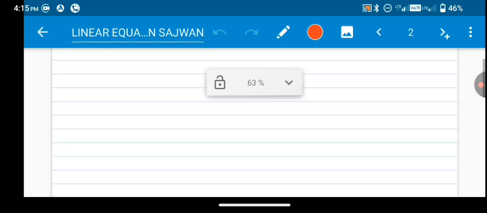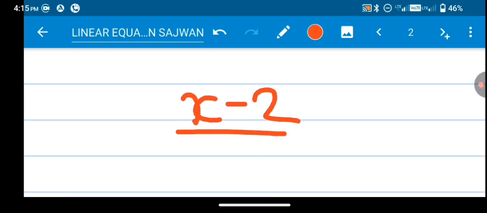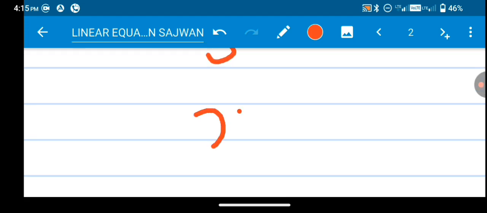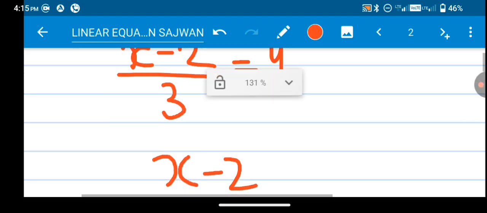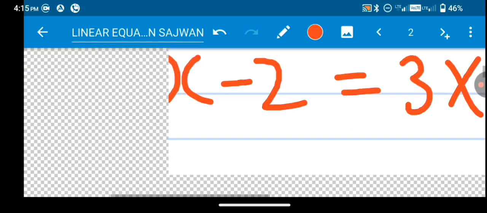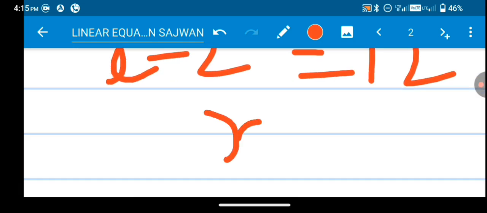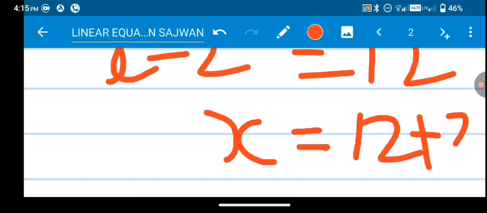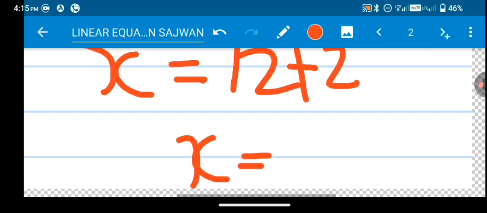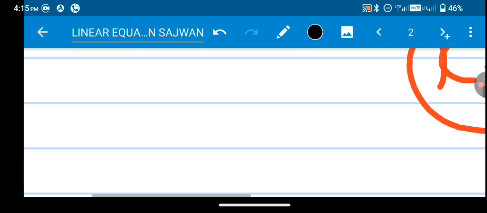Next question. After that we will solve a language based question. x minus 2 upon 3 will be equal to 4. Find x. What will we do? Again transpose. x minus 2 is equal to 3 into 4, which is 12. x will be equal to 12 plus 2, and x will be equal to 14.